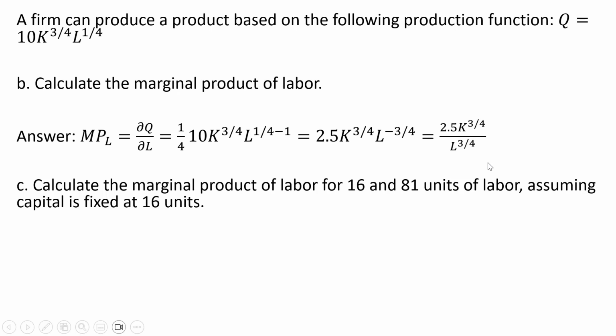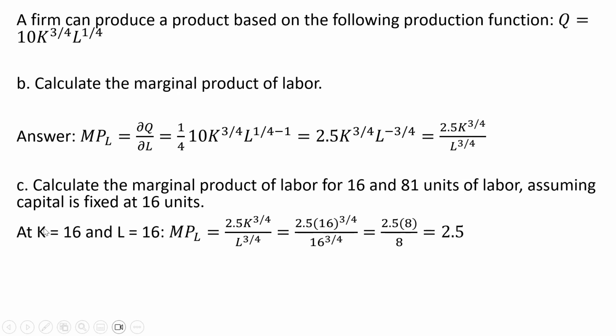The next question, which is related to question B, is calculate the marginal product of labor for 16 and 81 units of labor, assuming that capital is fixed at 16. So when capital is fixed at 16 and the firm uses 16 units of labor, we're going to plug those values into the marginal product of labor function, and we're going to simplify, and we get 2.5.